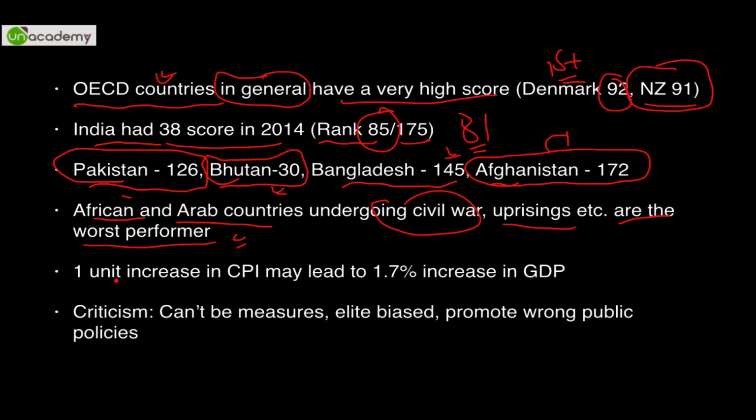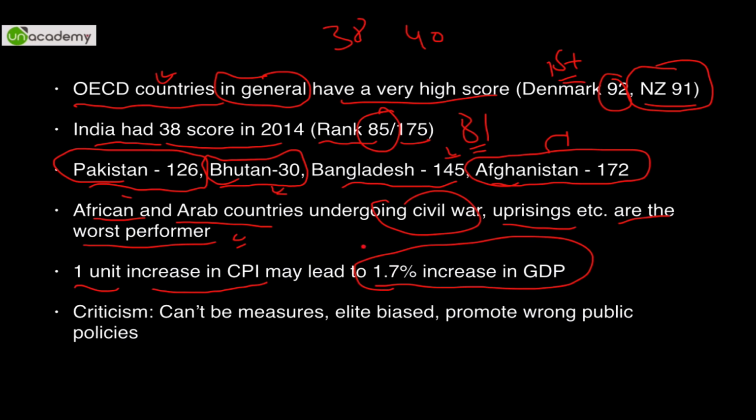Now again, please remember this. It has been proven that a 1 unit increase in the CPI, for example, India has a 38 score, so if we improve or increase it to, let's say, 40 or 41, then it can lead to an increase in GDP also, in the percentage rate. This is extremely important. You should write this whenever we are talking about economic losses due to corruption. Okay, so you can quote this data.